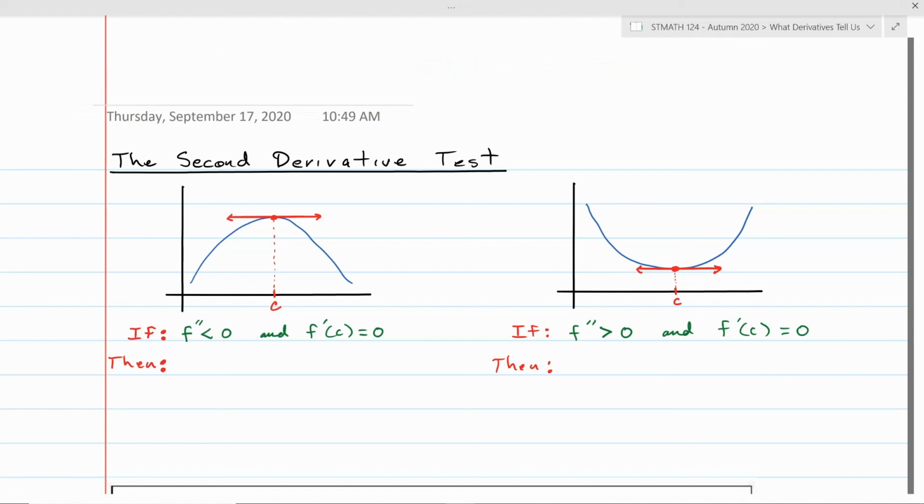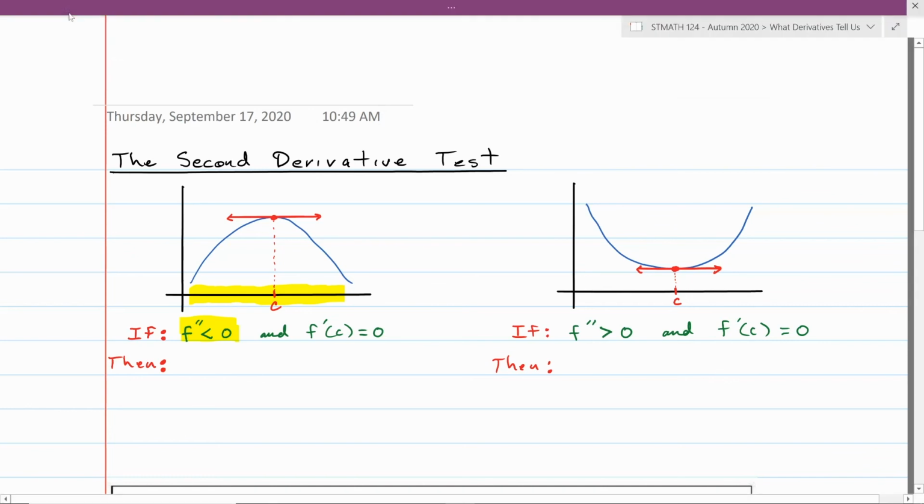So here's how the second derivative test works. Suppose you've got an interval where the second derivative is negative, which means that the curve is concave downward, right? But if inside that interval you've got a critical point, a place where the derivative is equal to 0, then what's got to be going on at that point C? Well, it looks pretty evident from the picture that if it's a critical point and it's a place where the curve is bent downward, then you've got to have a local maximum at C.